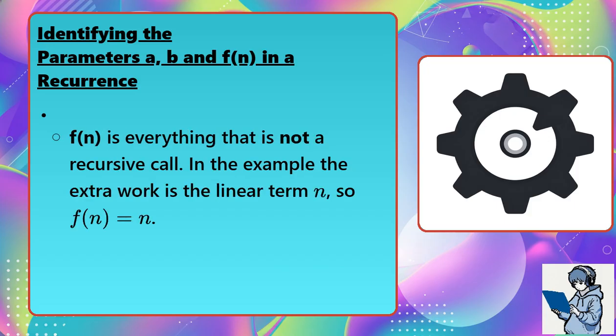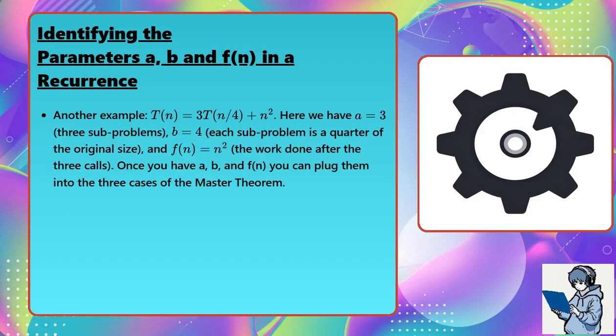f(n) is everything that is not a recursive call. In the example, the extra work is the linear term n, so f(n) = n. Another example, T(n) = 3T(n/4) + n². Here we have a = 3 subproblems, b = 4, each subproblem is a quarter of the original size, and f(n) = n², the work done after the three calls.